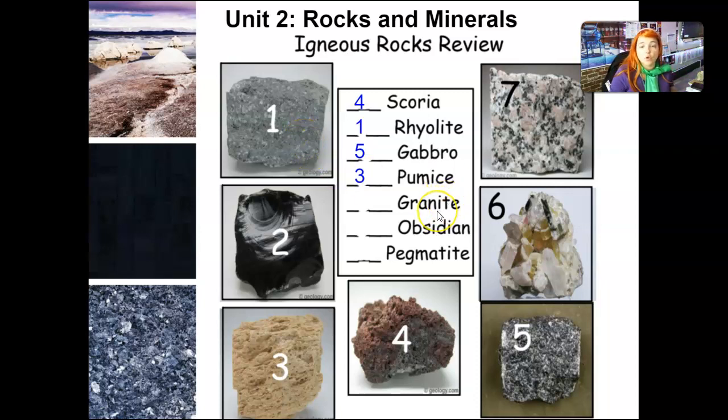All right, let's look for granite. Granite is going to be the opposite of gabbro. So gabbro is on the darker side, whereas granite is on the lighter side. So it can't be 5. It's got to be number 7. Obsidian. You cannot mix this up with anything else. I love this. This is what they used to make arrowheads out of. It would be number 2. And pegmatite, that's the one with the big, chunky, huge crystals and kind of green. It's number 6. All right, so that's it for the notes.